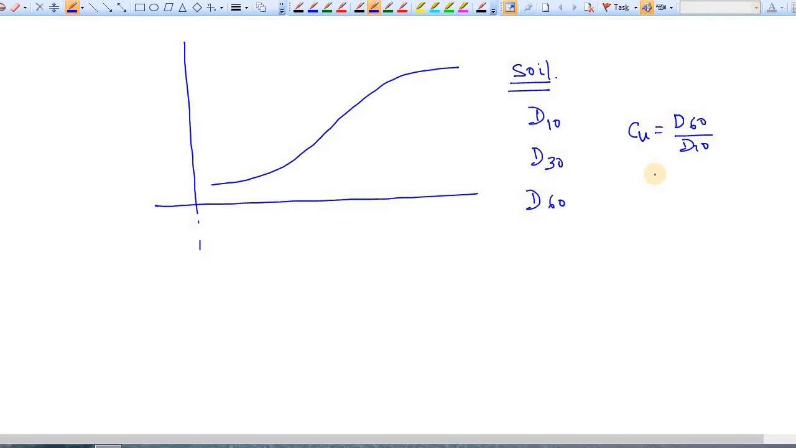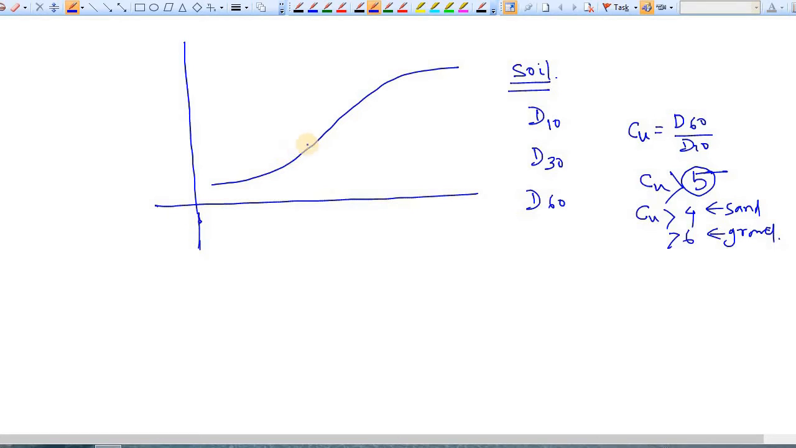We have also learned that when Cu is greater than 5, or you can say greater than 4 for gravel or 6 for sand, in that case we are taking the average as 5, then this soil is uniformly graded. Okay, now in this lesson we will continue further.